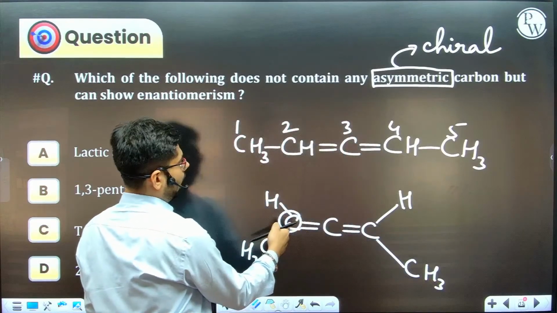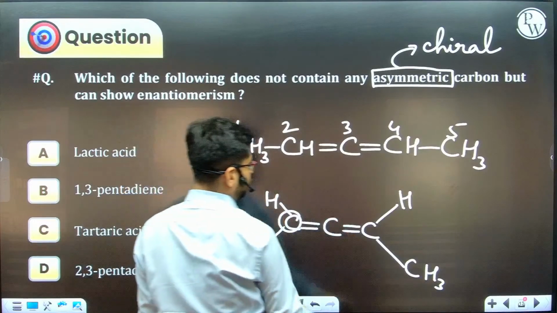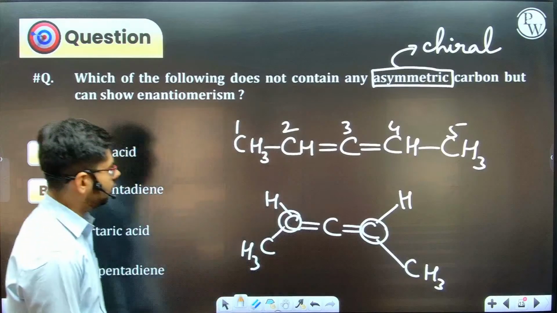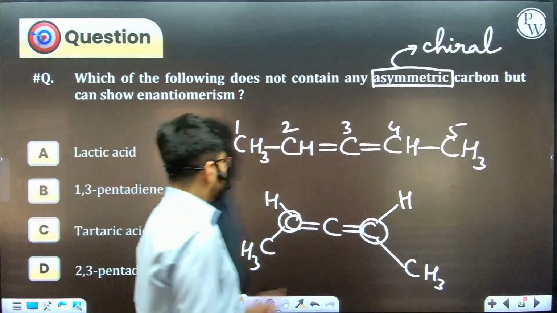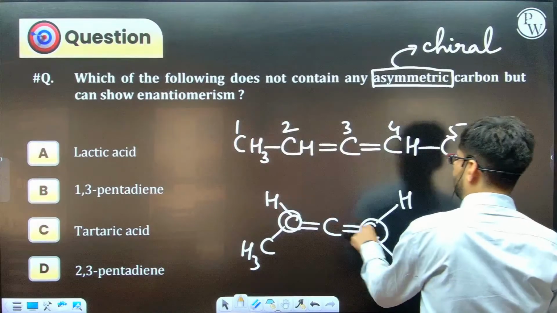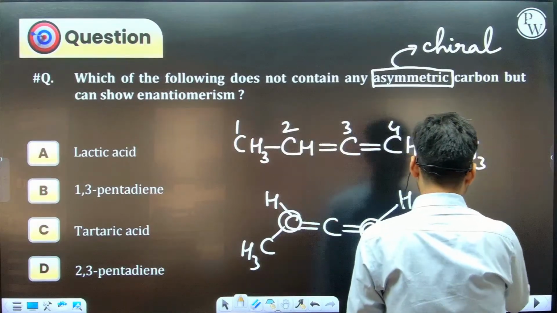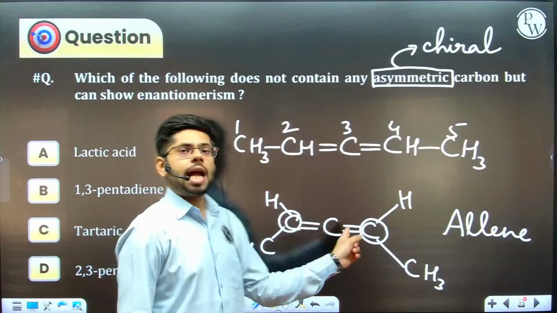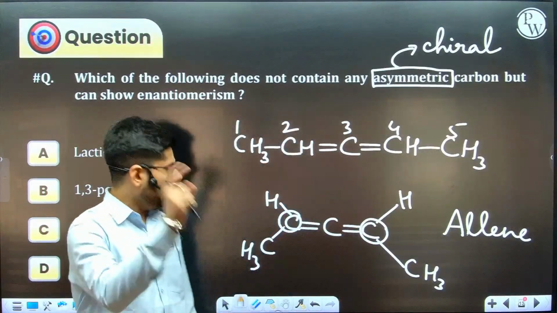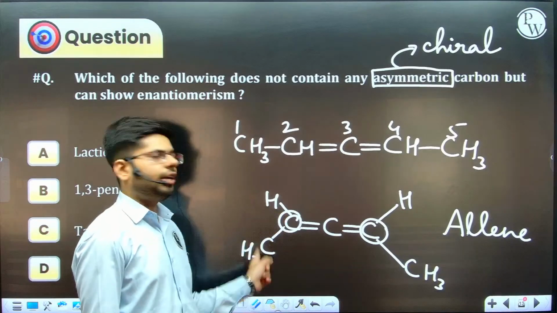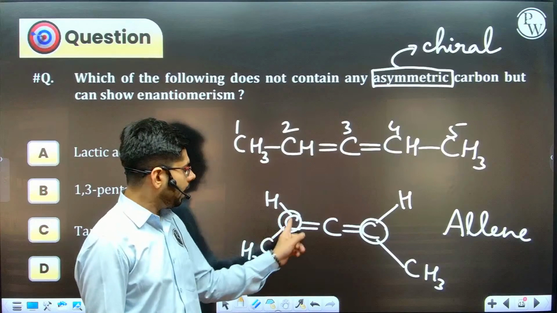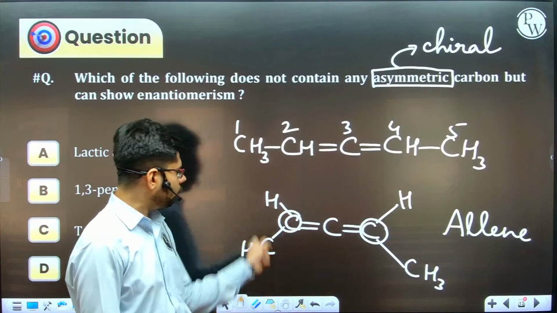This extreme carbon has two different groups attached to it. Again, this extreme carbon has two different groups attached to it. When we have only two consecutive double bonds, the system is called an allene. So this is an allene. An allene is optically active if there are two different groups attached to the extreme carbon. That is on the left hand side also, if you see that these two are different groups.